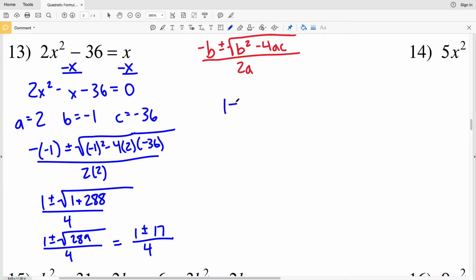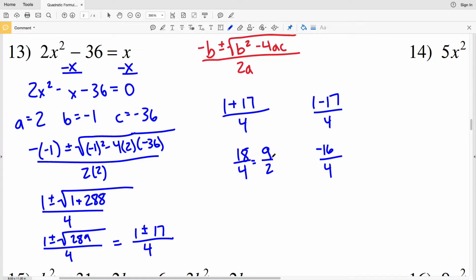So my solutions are 1 plus 17 divided by 4 and 1 minus 17 divided by 4. 1 plus 17 is 18, so we'll have 18 over 4, and then 1 minus 17 is negative 16, so we'll have negative 16 over 4. Simplifying, 18 over 4, both are divisible by 2. So I'll have 9 halves, 9 divided by 2, and 4 goes into 16 evenly, so negative 16 divided by 4 is a negative 4. So my solutions in number 13 are 9 halves and negative 4.